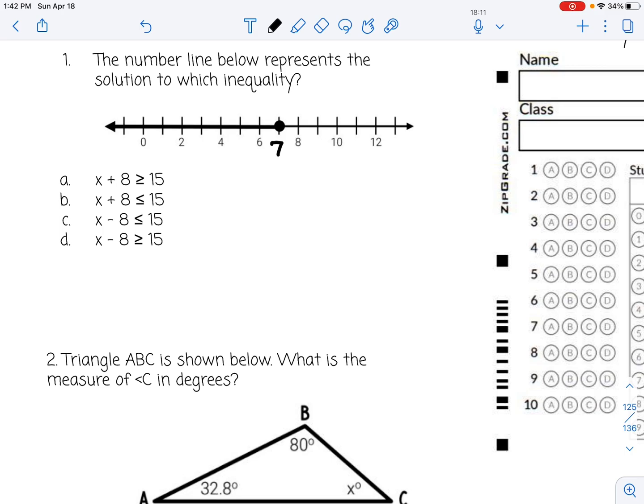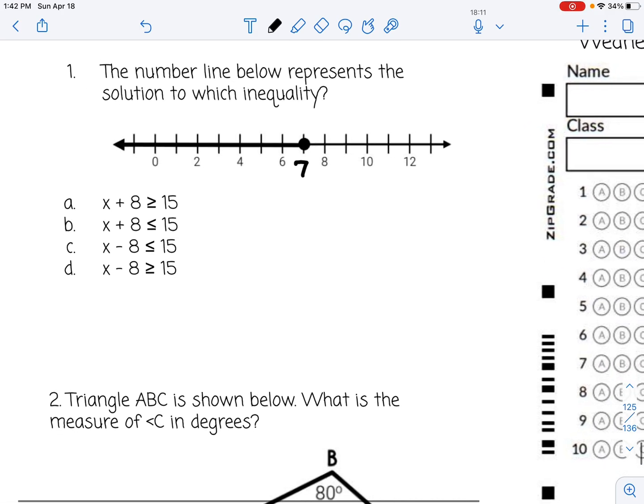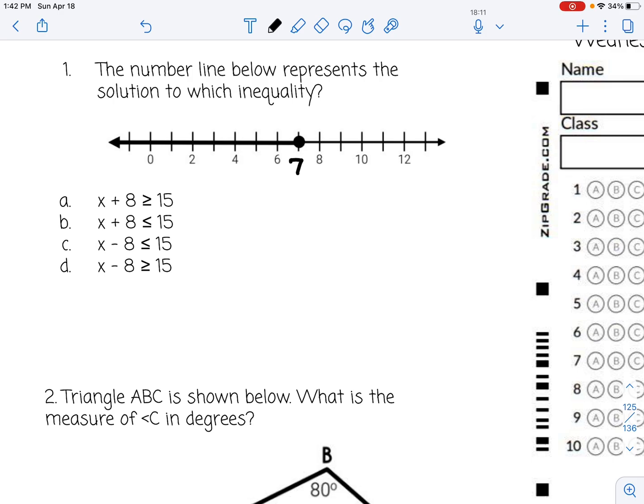All right, number 1. The number line below represents the solution to which inequality? We're going to go through these. We have 7, less than or equal to, on our number line because it is shaded to the left. In our answer choices, we have x plus 8 is greater than or equal to 15, and then we have less than or equal to 15. We do know that when we solve inequalities, we solve them just like an equation, so we are going to use inverse operations.